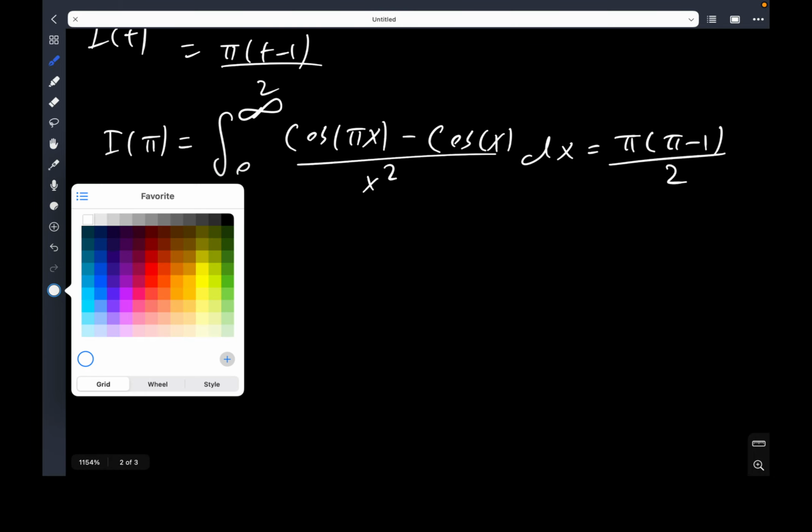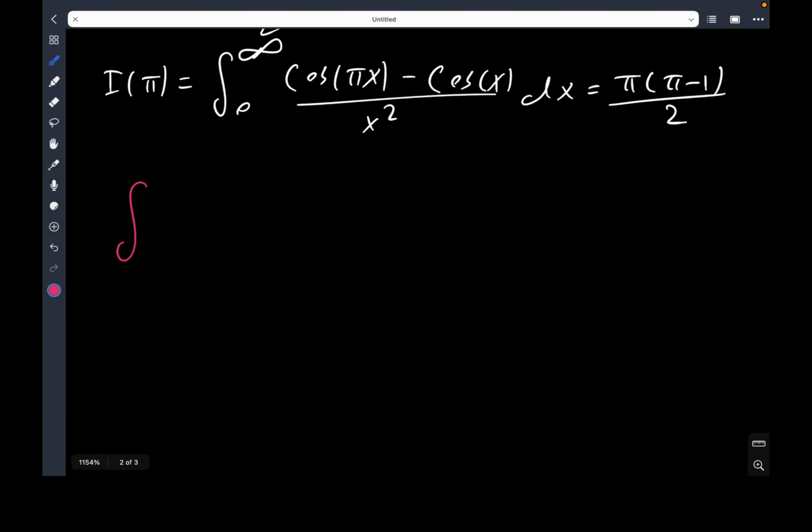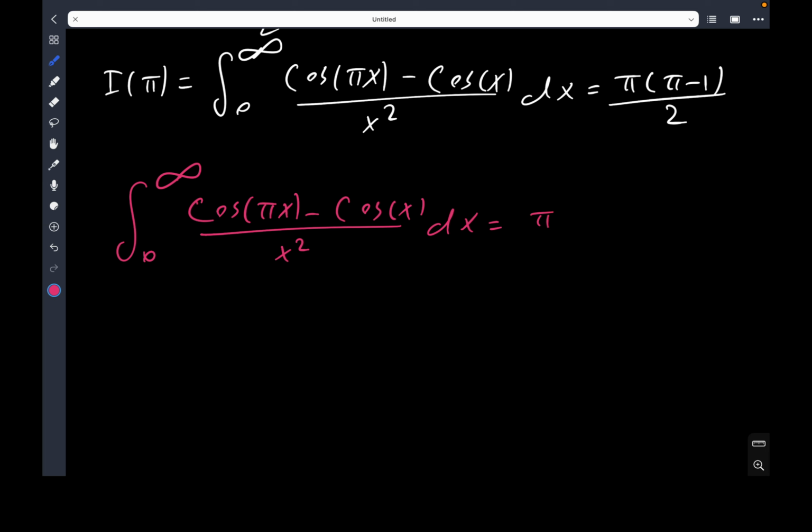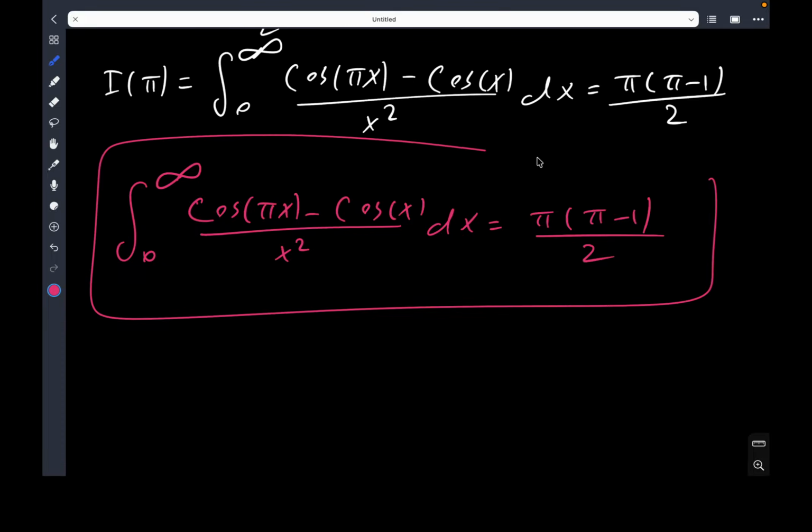And thus we conclude that our integral from 0 to infinity of cosine pi x minus cosine of x over x squared dx is pi times 1 minus pi over 2, and that is the final form of our integral.